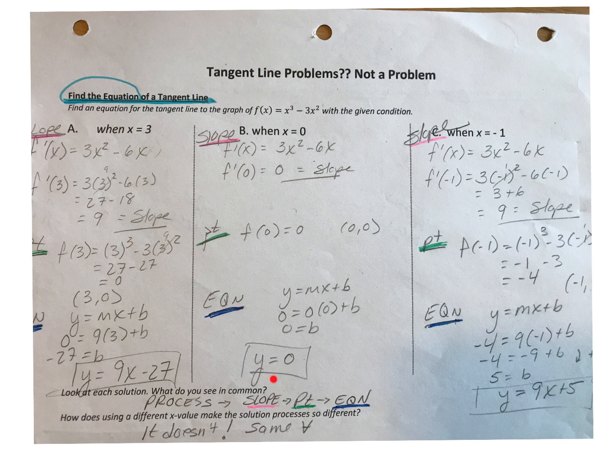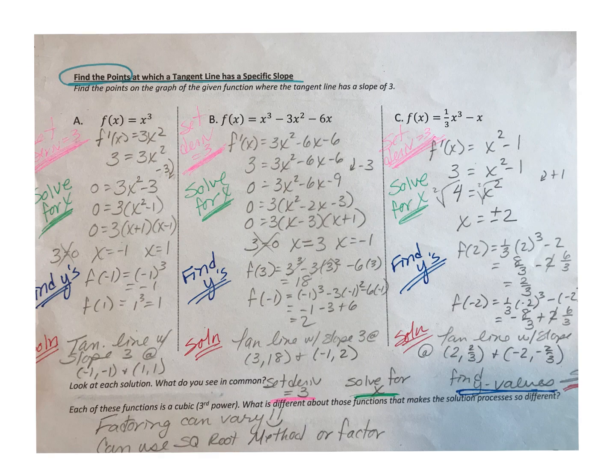And this is different because this is giving us a derivative that is 0. That's telling us that the slope of the tangent line is 0, so it is going to be a horizontal line. And what's the equation of a horizontal line? Y equals a number. The other type of problem is when you are looking for the points at which a tangent line has a specific slope.